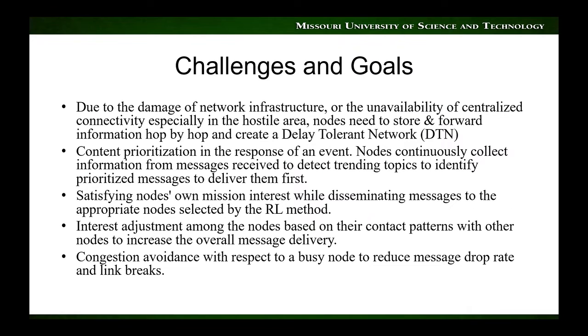So our challenge is, in this scenario we don't have any network infrastructure because we consider the network infrastructure is damaged or unavailable. That's why the nodes or soldiers, like their devices, need to communicate with each other, and the information should transfer hop by hop, and thus they create a delay tolerant network. That's why forwarding information is very difficult in this kind of scenario.